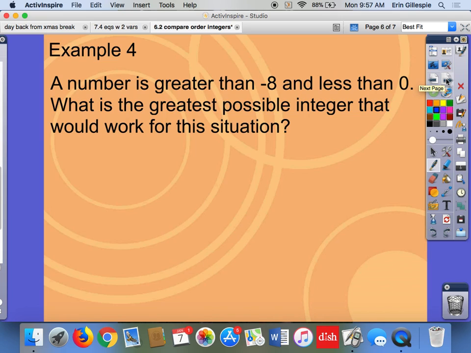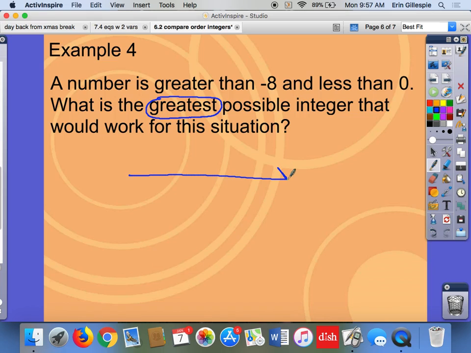Last example here. Says the number is greater than -8 and less than 0. What's the greatest possible integer that would work for this situation? Take a second and think about that. Okay. Greater than -8, less than 0. What's the greatest possible integer that would work for this situation?